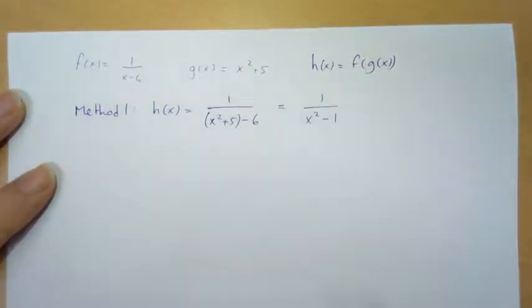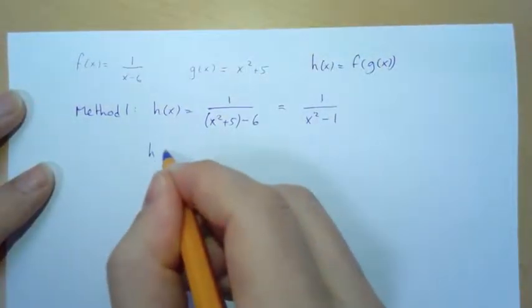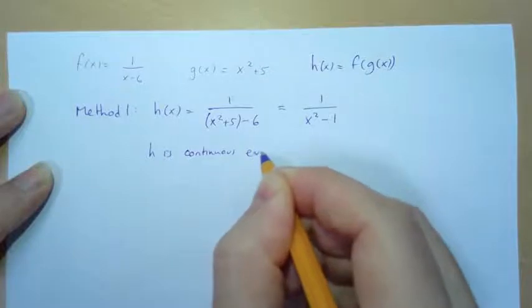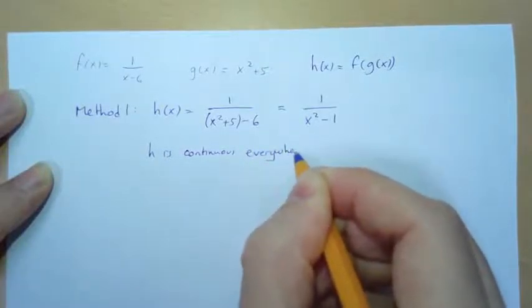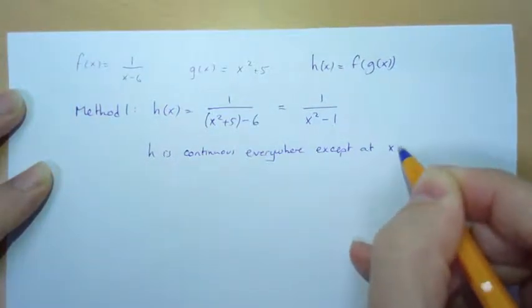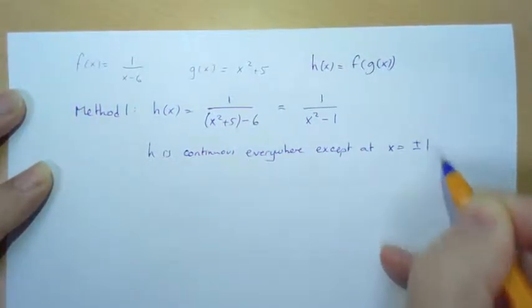And this is 1 over x squared minus 1. So we notice that the function h is continuous everywhere except at x equals plus or minus 1.